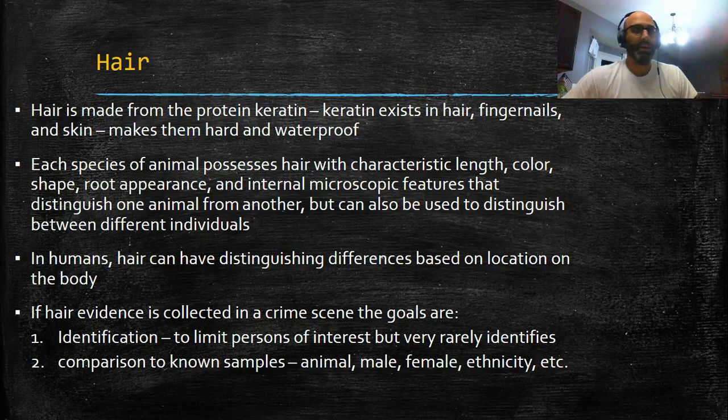Let's talk about hair. Hair at one point was a living tissue in the body, but hair as it exists outside the body is dead. So hair is made from a couple other types of cells, but it's basically hardened by a protein called keratin. Keratin exists in hair, fingernails, and skin. It makes it hard and waterproof. But, unfortunately, in order for keratin to exist in those things, they are dead cells.